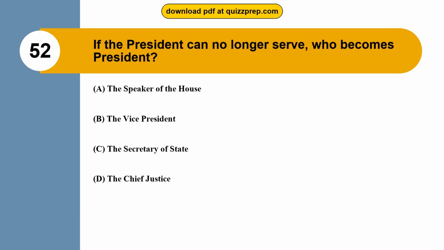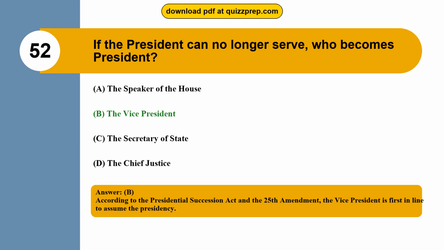Question 52. If the president can no longer serve, who becomes president? Option A, the Speaker of the House. Option B, the Vice President. Option C, the Secretary of State. Option D, the Chief Justice. The correct answer is option B, the Vice President. According to the Presidential Succession Act and the 25th Amendment, the Vice President is first in line to assume the presidency.